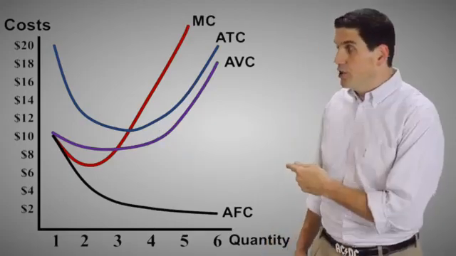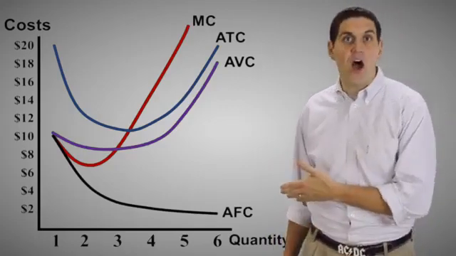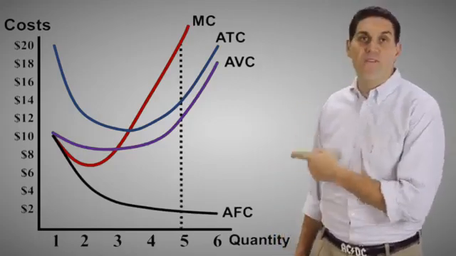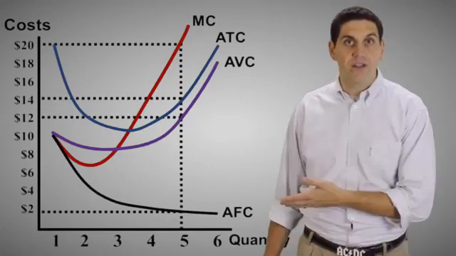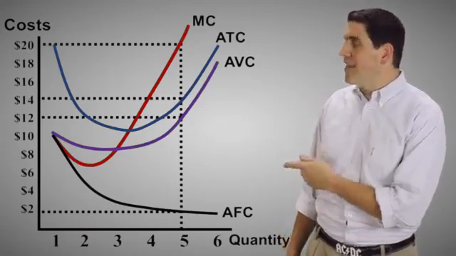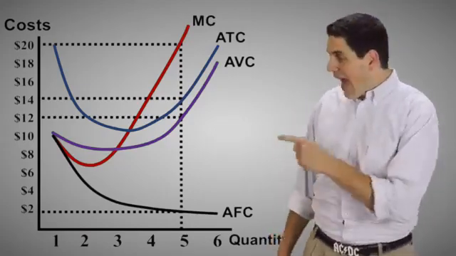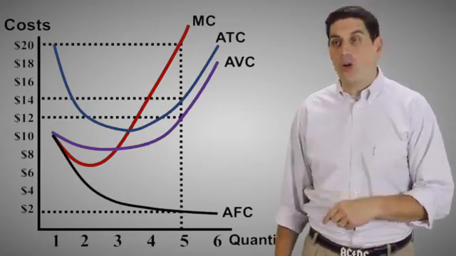Now let's talk about how you're going to actually use this graph. You might get a question on a test that says, how much does the fifth unit cost? To figure that out, just go straight up from 5 units. The graph tells you the marginal cost of producing 5 units is $20. The average total cost of 5 units is $14. The average variable is 12, and the average fixed is 2. Again, remember, the average fixed of 2 plus the average variable of 12 equals the average total of 14.